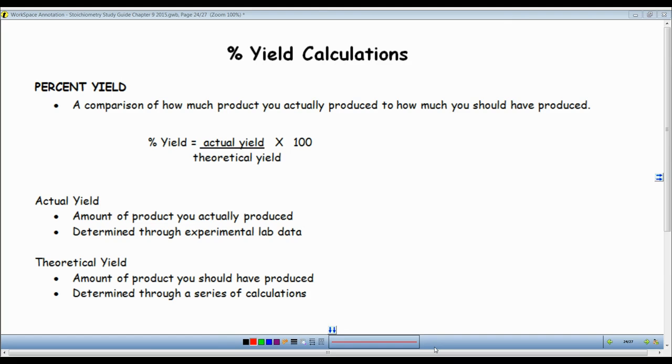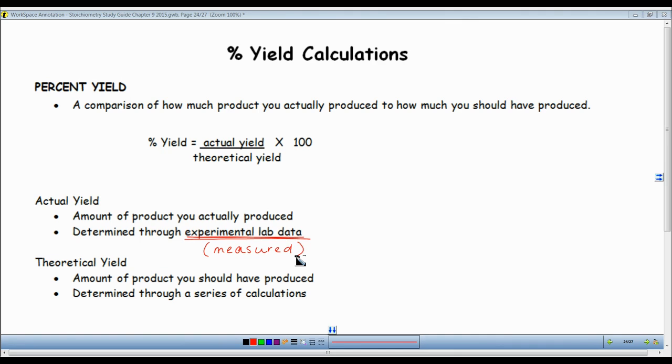The actual yield is what you actually produced, what you actually collected. If we were doing some kind of a lab where we had a precipitate and we filtered it and dried it on the filter paper, the actual is what's actually on that filter paper. It is determined experimentally through experimental data, and this is through lab measurements. This one's measured.